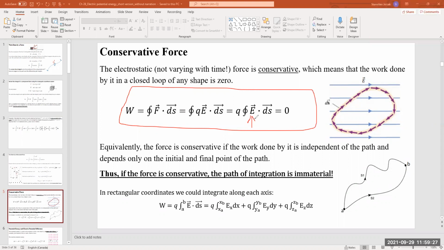Yes, please. I'm sorry, I just have a quick question here. Since the force is conservative, it means that it doesn't depend on the path, right? It doesn't depend on the path. That's a very important observation which you've made.